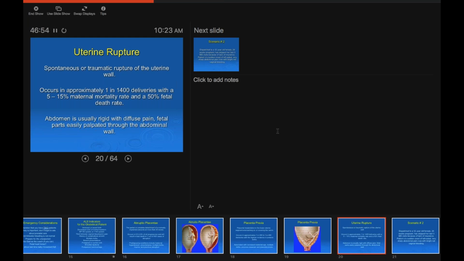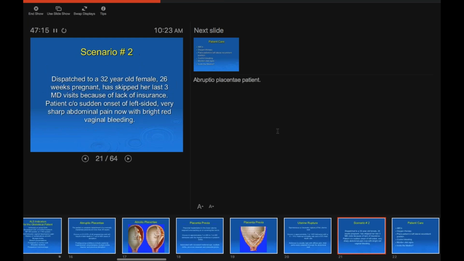The abdomen is usually rigid with diffuse pain. Fetal parts are usually palpated through the abdominal wall, right? So you're able to feel the hands, the feet, things like that as you're palpating through the abdominal area. All right, remember, we need to do hands-on assessments with pregnant females. Really doing a good hands-on assessment and palpating the abdomen area and the pelvis.